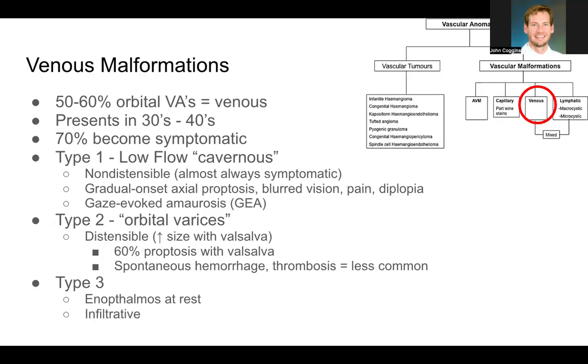Because these can stretch and grow larger when the pressure increases, the risk of them spontaneously hemorrhaging is lower, as well as the risk of thrombosis. And then type 3 are much less common, but they're essentially infiltrative versions of the venous malformations.